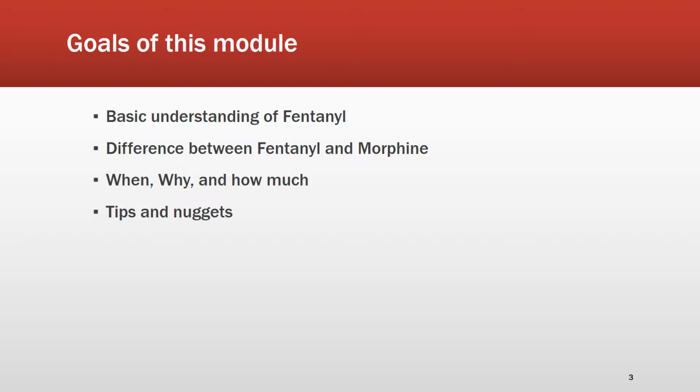So the goals today are to get a basic understanding of fentanyl, the difference between fentanyl and morphine, the when, why, and how much of fentanyl use, and then some tips and nuggets.